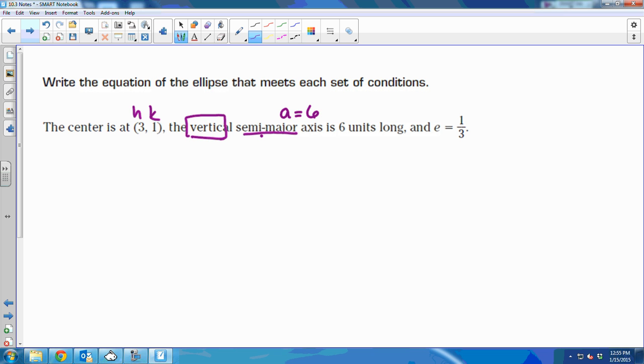So we don't know what B is. We have a way to figure out what C is, and once we figure out C, we can figure out B. E equals C over A, which is equal to 1/3. And so I know that A is 6. So if I have c over 6 equals 1 over 3, what does c have to equal? 2. So now I know c.